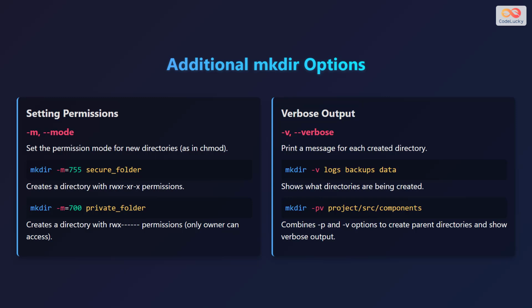Another helpful option is -v or --verbose, which prints a message for each created directory. For instance, mkdir -v logs backups data will show you exactly which directories are being created as the command runs. This can be combined with the -p option, like mkdir -pv projects/src/components, to both create parent directories as needed and provide verbose output.